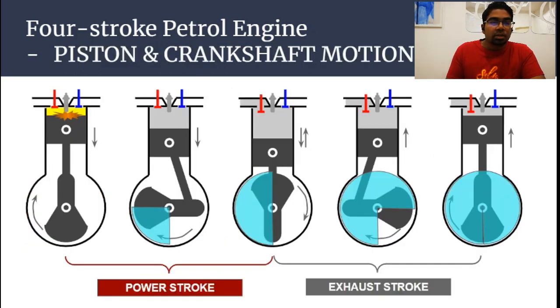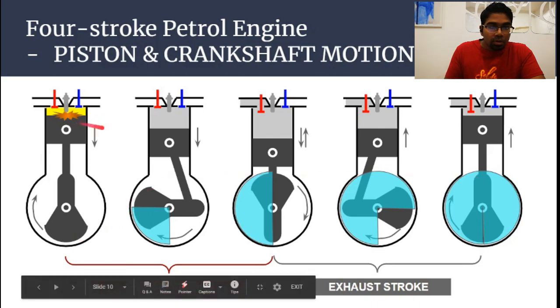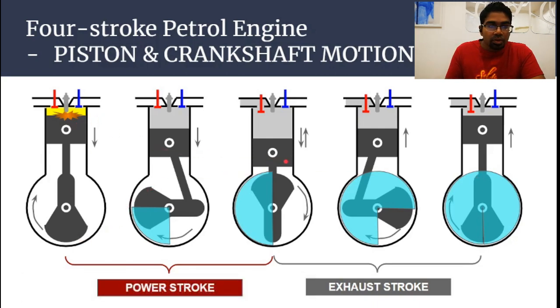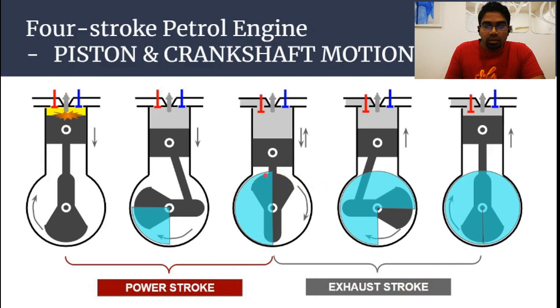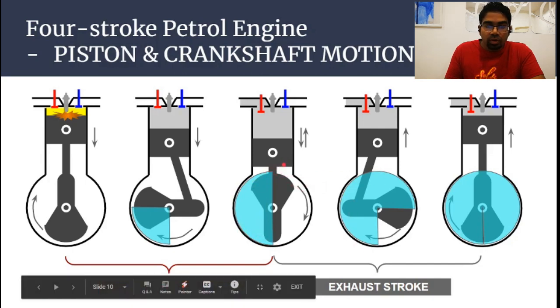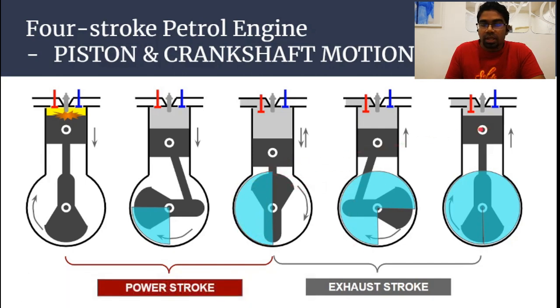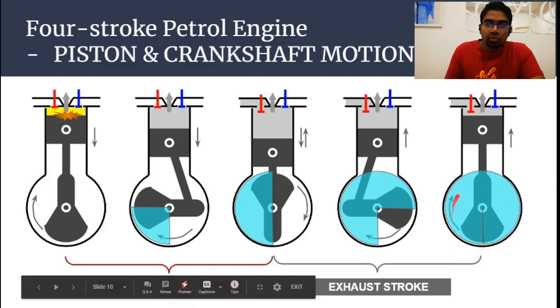So this is the second half of the motion. From the top all the way to the bottom, the piston moves from the top to the bottom in the power stroke, and the crankshaft makes half a revolution. And then in the exhaust stroke, from the bottom all the way to the top. This is known as the exhaust stroke. So all together, the crankshaft has made 2 revolutions.